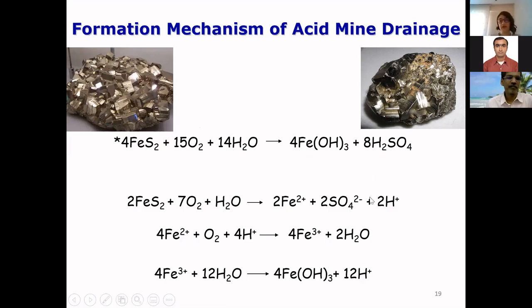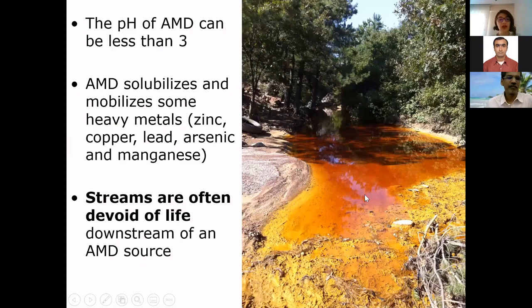We did this one also from here, from Çanakkale. And acid drainage solubilizes and mobilizes some heavy metals such as arsenic, manganese, copper, lead, and streams are often devoid of life.